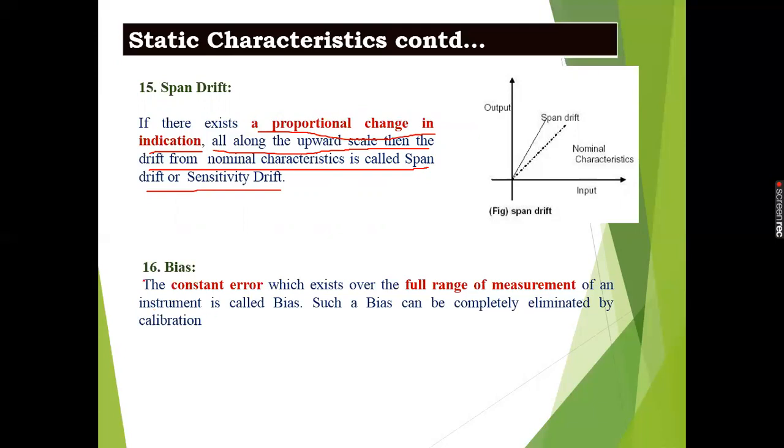Coming to the last one. A constant error which exists over the full range of measurement of an instrument is called bias. Such bias can be completely eliminated by calibration. Already we have discussed what is meant by calibration. So these are the different types of static characteristics.